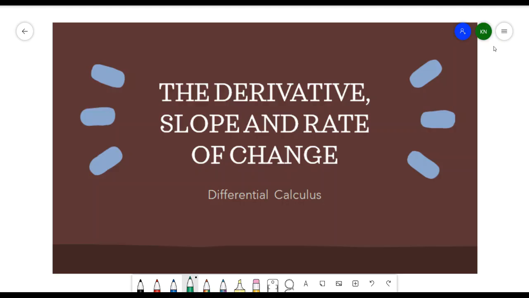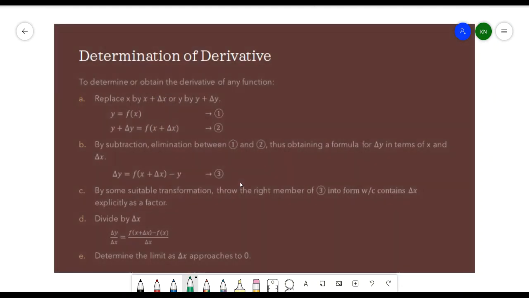Hello everyone, in this video we will be discussing the derivative, slope, and rate of change, still under the differential calculus discussion. So now, can we determine the derivative of a function? There are a few steps in obtaining the derivative of any function.